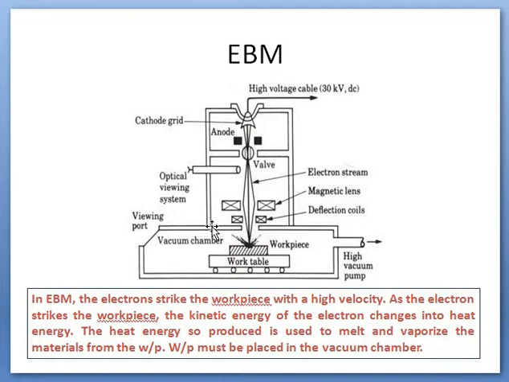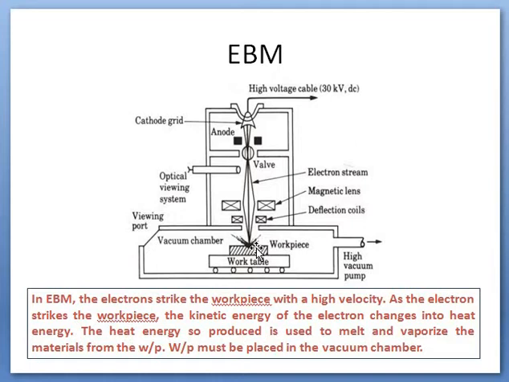Likewise, in the electron beam machining process, the material is removed from the workpiece by using a beam of electrons. Here, in the diagram, we observe a high voltage cable, cathode grid, the anode, the optical view system to observe this electron stream, magnetic lens, and deflection coils, so that whatever electrons are generated pass through and converge through the deflection coil, and the concentrated electron beam impinges on the surface of the workpiece.